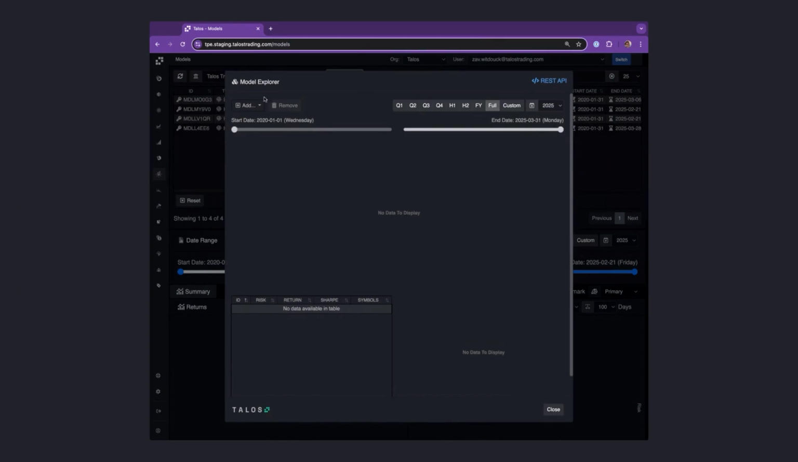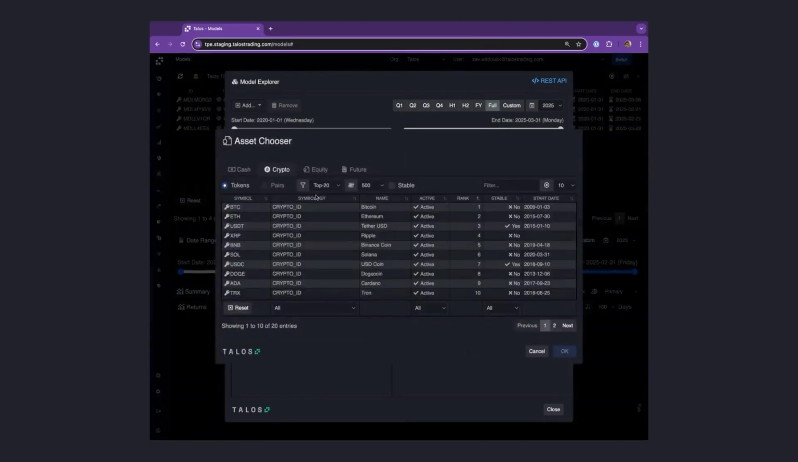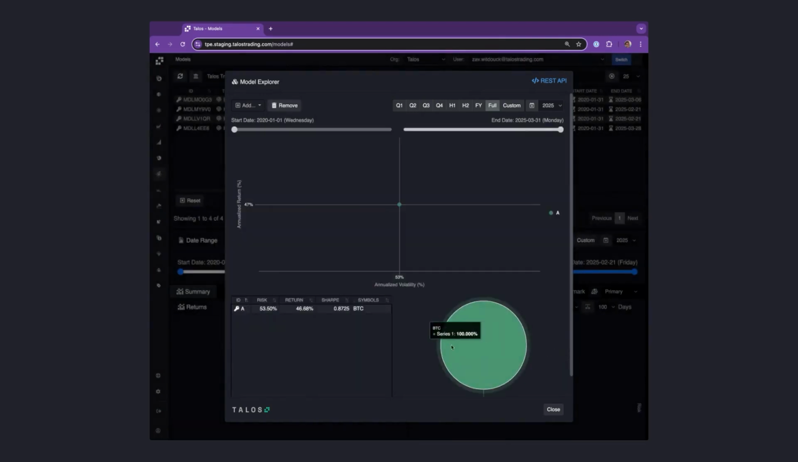So what we have here is a tool called the Model Explorer, and essentially the purpose of this tool is to understand the risk and return opportunity set of an investable universe. To start things off, very easily, let's take a single asset portfolio, which is just 100% invested in Bitcoin. So we'll choose Bitcoin as our single asset here.